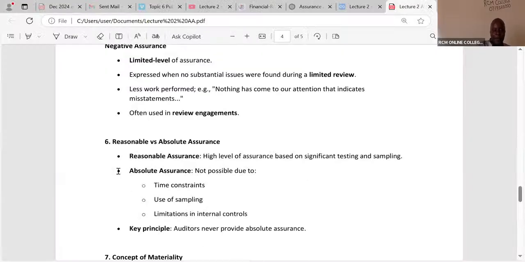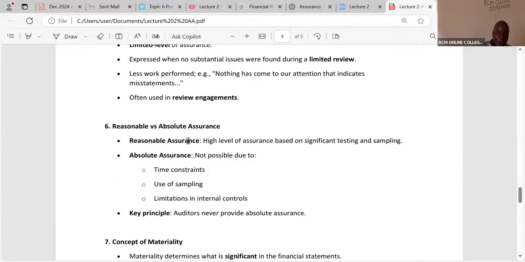Now then from there, we have number 6 here, reasonable versus what we call absolute assurance. Reasonable assurance is a high level of assurance based on significant testing and sampling. Significant, not 100%, significant. Absolute assurance is not possible because absolute assurance is giving you 100% comfort that these directors are not thieves. It's not possible due to time constraints, use of sampling, because I'm not doing a census, I'm doing sampling, and limitations in internal controls. Key principle: auditors never provide absolute assurance, never.